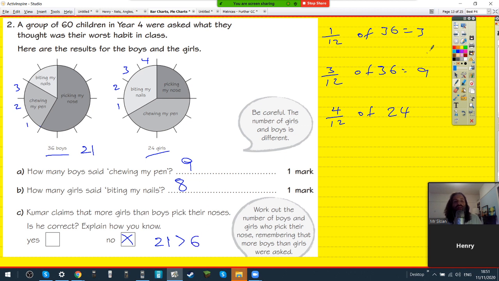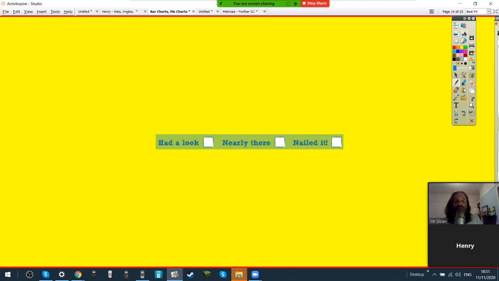Yeah, great. So you break it up into parts and then you divide it and multiply. Any questions there? No. A tricky one. So what do you give yourself for pie charts? Nearly there.